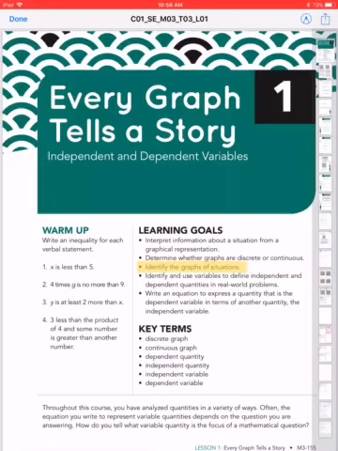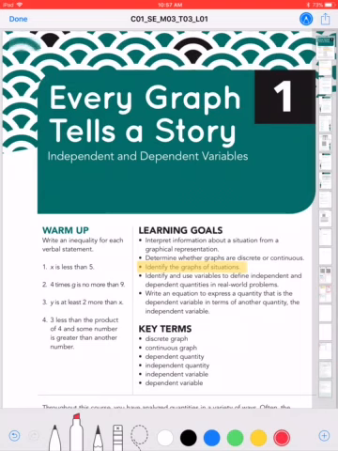Okay guys, this is part 2 for lesson 1. Last lesson, we identified the graphs of situations, so we did that matching activity towards the end. This lesson, we are going to look at learning goal number 4 and number 5: identify and use variables to define independent and dependent quantities in real-world situations, real-world problems.